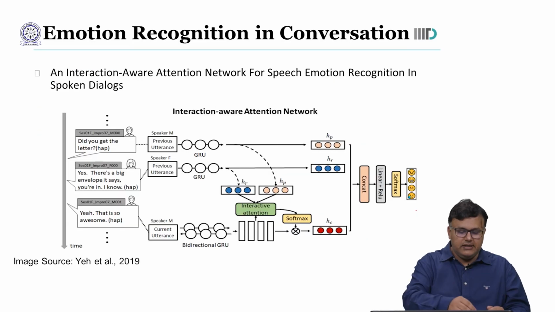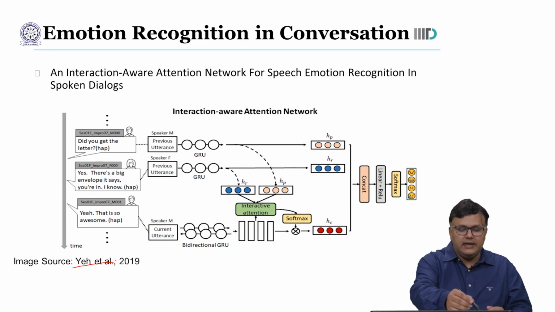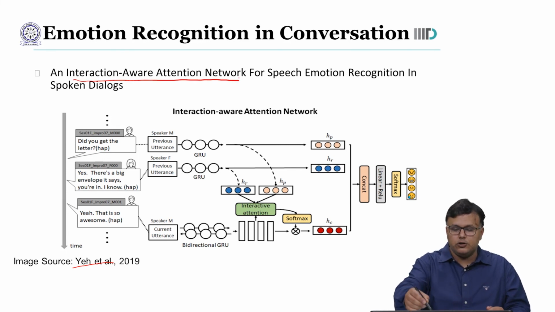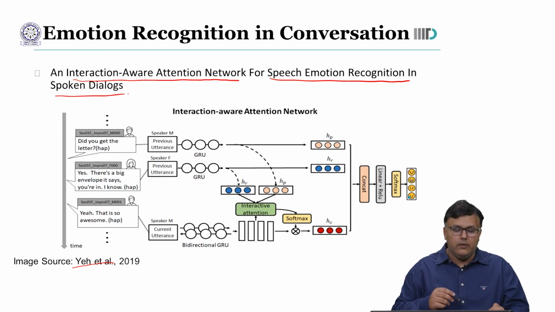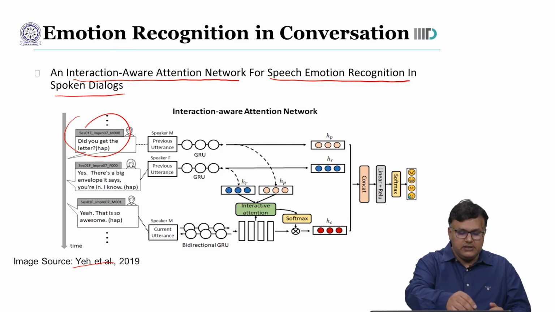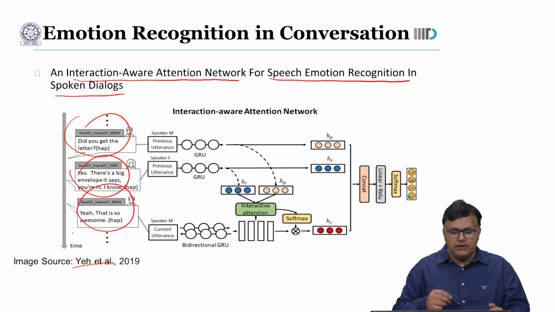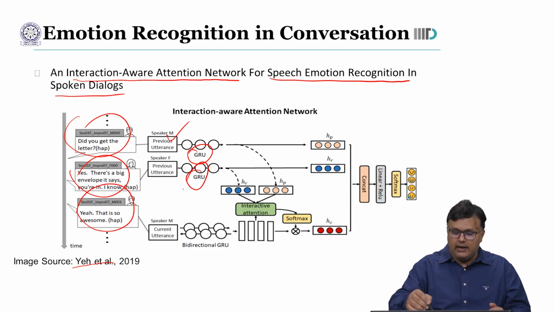Now here's another work by Ye and others. This work is an interaction aware network for speech emotion recognition in spoken dialogues. All right. Now in this, what do you see here? Some conversation text which is there over time. So you are extracting the utterances. Here you have a GRU, your recurrent networks, and you are also adding attention.